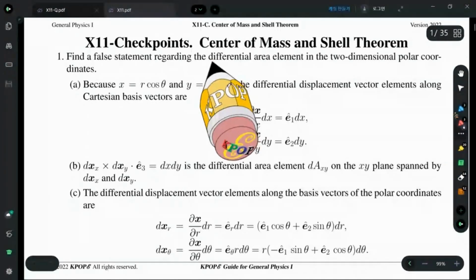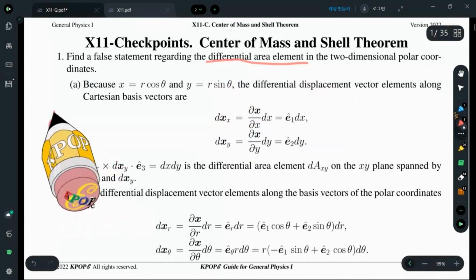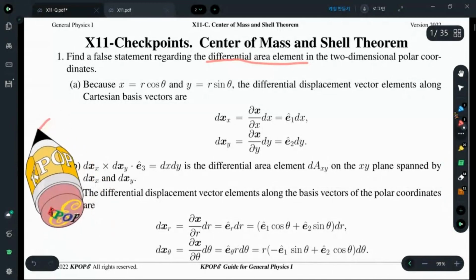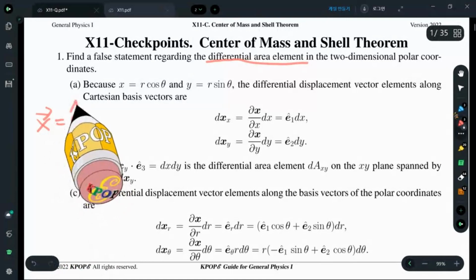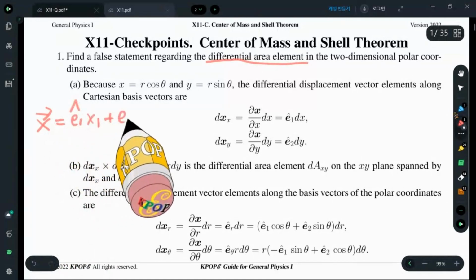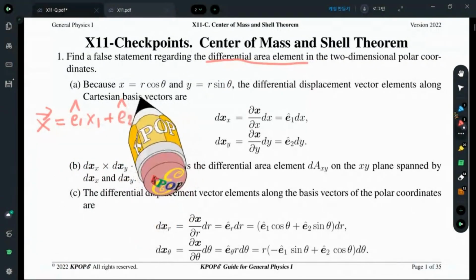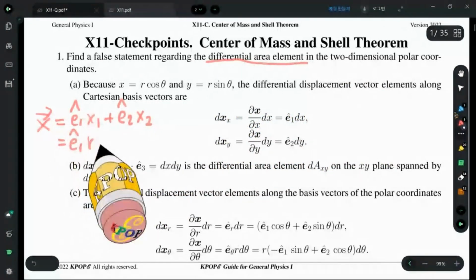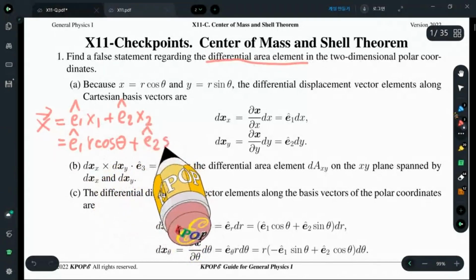We are looking for the differential area element. In any coordinate system, we had better express the vector in terms of Cartesian coordinates that we are very familiar with. Cartesian coordinates, E1, X1, E2, X2. If I want to make use of polar coordinates in 2 dimensions, X1 is r cosine theta, and X2, that is Y, is r sine theta.